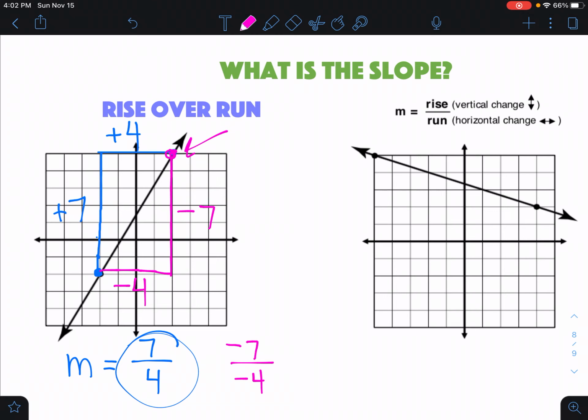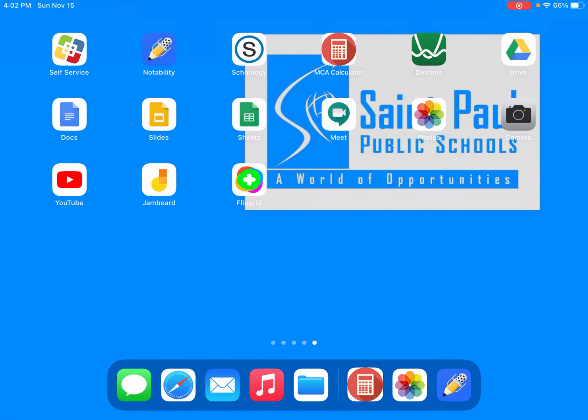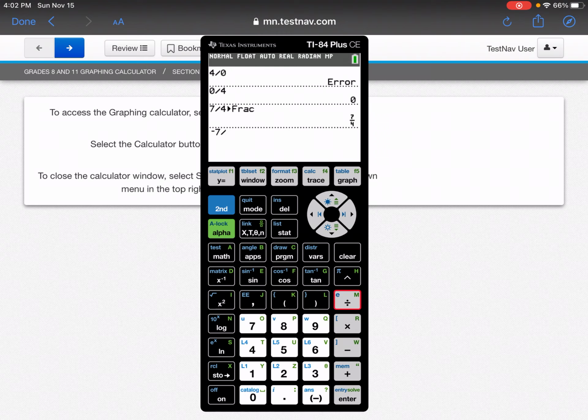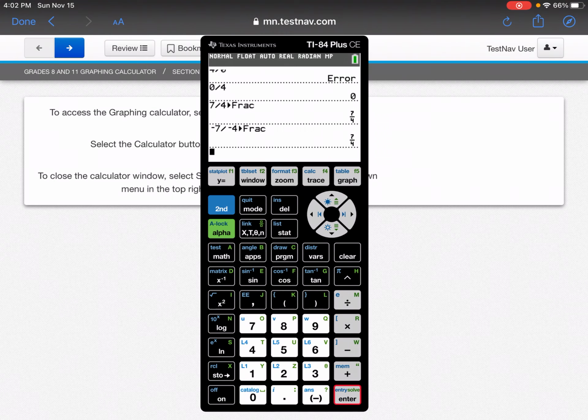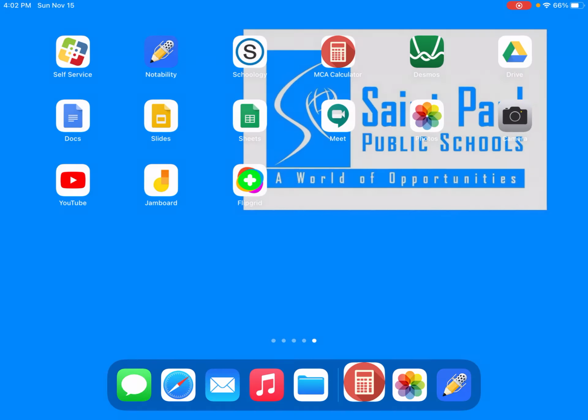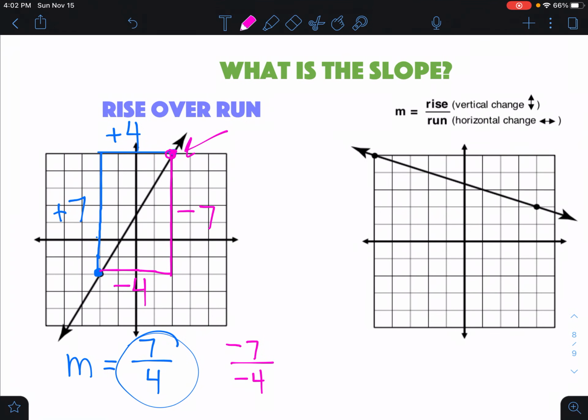Now, if I type that into my calculator, negative 7 divided by negative 4, hit math. Notice I still get 7/4 because a negative divided by a negative is a positive. So either way, I end up with 7/4. Just make sure you reduce it. It does not matter which point you start at. So that's kind of an important note.